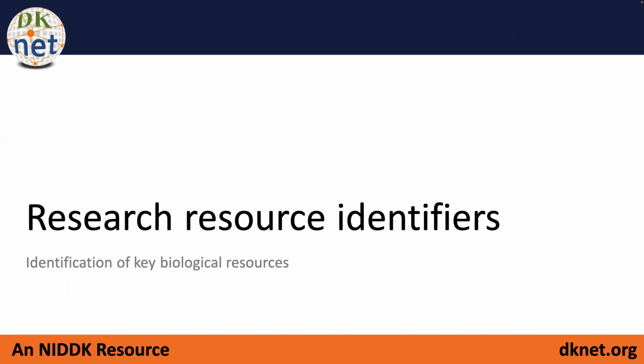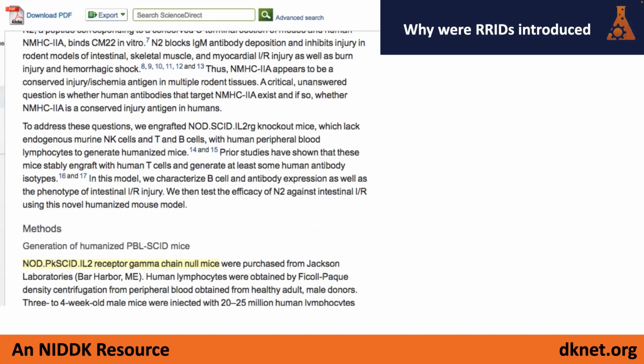The key thing that drives our ability to have information about resources is unique identifiers. Unique identifiers are critical in the identification of these key biological resources, and these are the research resource identifiers. A number of years ago, and even today, if you go into a journal and you look at, for example, what organism was used in a study, you get some text, and that it was purchased from Jackson Laboratories.